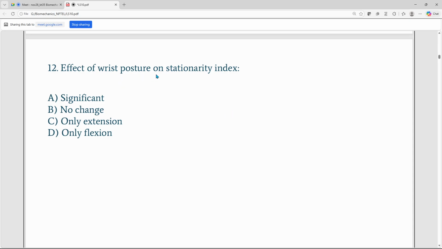Effect of wrist posture on stationarity index. Option A, significant. Option B, no changes. Option C, only during extension. Option D, only during flexion. So what was the effect of wrist posture on stationarity index? Option A, significant changes were observed. Option B, no changes were observed. Option C, only significant in extension wrist posture. Option D, only significant in the flexion wrist posture.